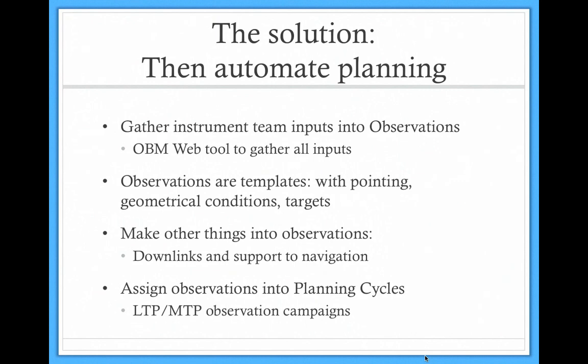To include these elements into the planning process, we make them into observations. And finally, we assign observations to planning cycles, LTP and MTP, by defining campaigns that link them together. This way, observations can be reused for other planning cycles by assigning them to different campaigns.